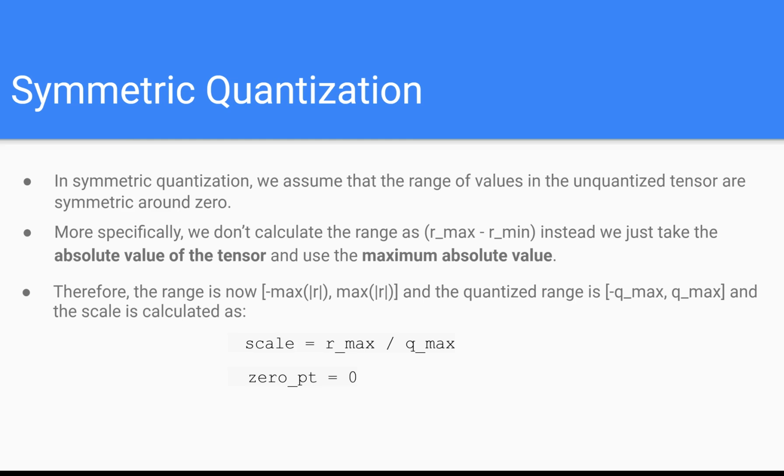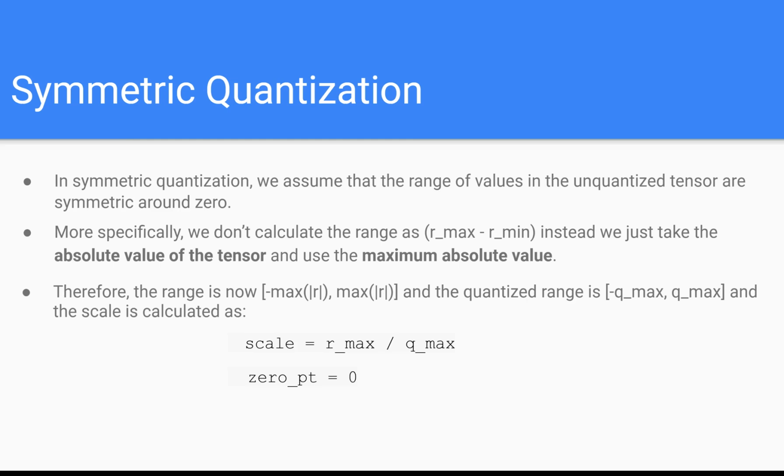Now, for the quantized range, we're going to take Q max, which is 127, and we're going to make the minimum value not negative 128, but negative 127. So the R tensor ranges from the negative to the positive of the maximum absolute value in the R tensor. That's for the unquantized tensor. And then the quantized range ranges from the negative of just the maximum value, we're not taking the absolute there, to the maximum value.